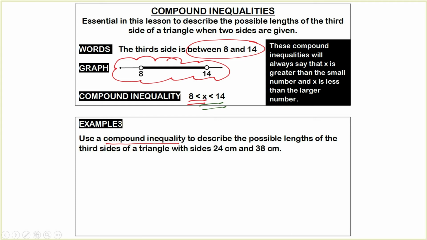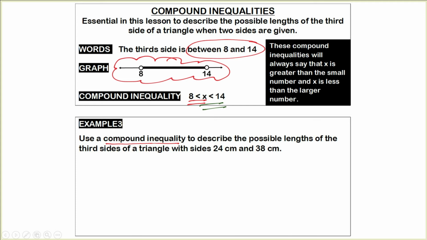So when I do problems like example number 3, I like to think of it this way. There's 3 possible scenarios, but one of them is actually impossible. The side length that's 24 centimeters could be the longest side of our triangle. The side length that's 38 centimeters could be the longest side of our triangle.